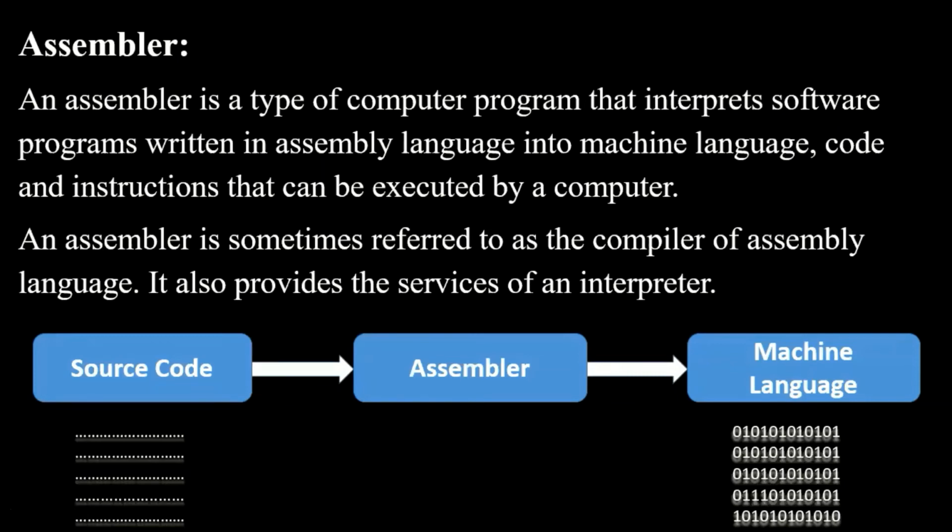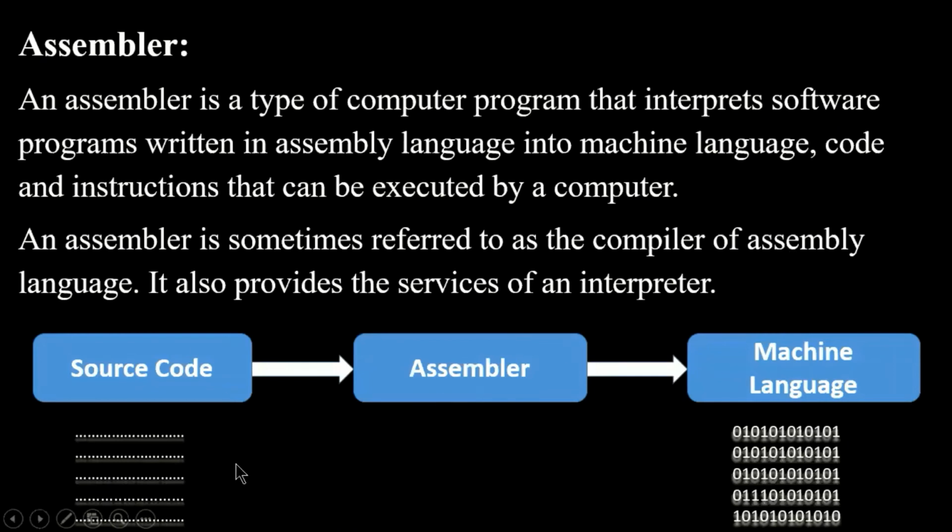Assembly language is another type of programming language that has mnemonic codes. And to convert the mnemonic codes into executable form or the machine code, the assembler is used. And assembler is sometimes referred to as the compiler of assembly language, because assembler is only reserved for assembly language. That's why it is called compiler of assembly language. It also provides the service of an interpreter. Assembler can convert the whole program into machine language, as well as convert line by line. So it performs both jobs like compiler and interpreter, but it is only used in assembly language.